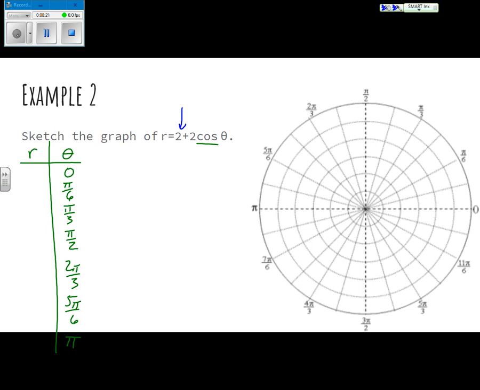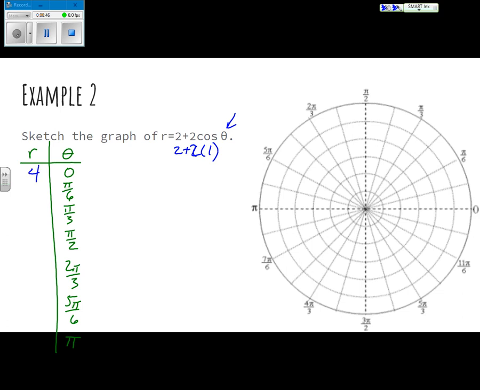So I'm going to plug in 0, pi over 6, pi over 3, pi over 2, 2 pi over 3, all of these angles in for theta this time. Okay? Still plugging in for theta. And so whenever I plug in 0, I still get 1. Then I get 2 plus 2 times 1. Well, that's just going to be 4.